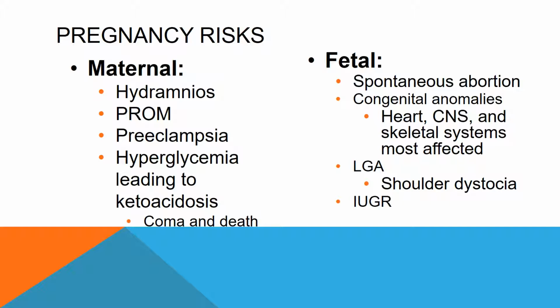Fetal risks include spontaneous abortion related to poor glycemic control. Congenital anomalies in diabetic patients are the major cause of death among infants of mothers with diabetes. Most anomalies include the heart, central nervous system, and skeletal system. Infants of mothers who are on insulin are often large for gestational age. If born vaginally, the infant is at increased risk for shoulder dystocia and traumatic birth injuries. Infants may demonstrate intrauterine growth restriction.